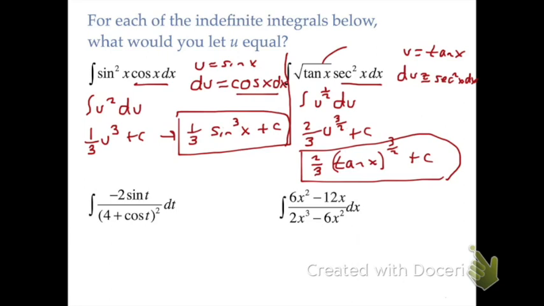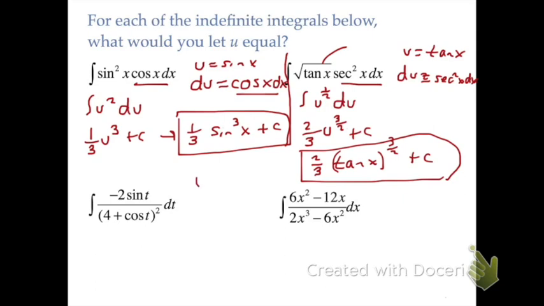We have the one in the bottom left corner. We have negative 2 sine t, and we have (4 plus cosine t) on the bottom squared, dt. We have something in parentheses, we want to replace it usually. It's easier to do this if we can. And then think about if we took what's in the parentheses out, what is the derivative of 4 plus cosine t? Well, you get negative sine t, which is what's in the numerator.